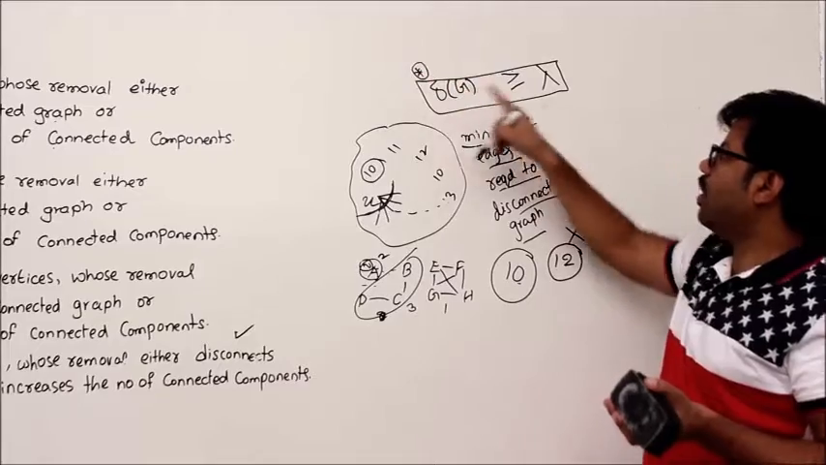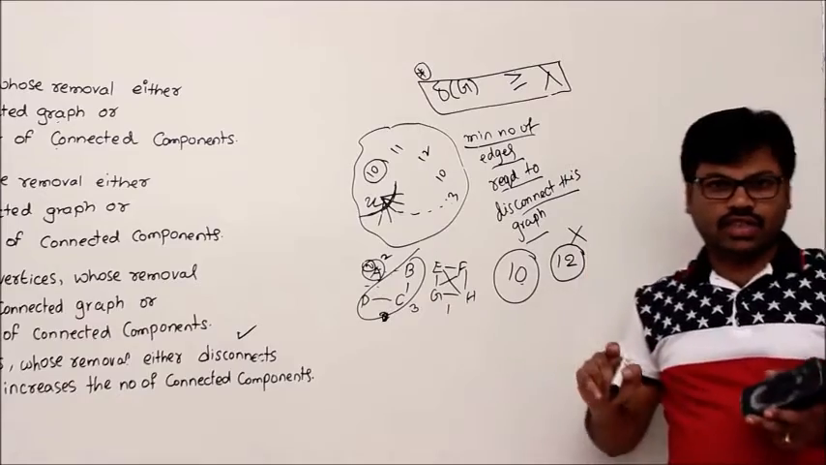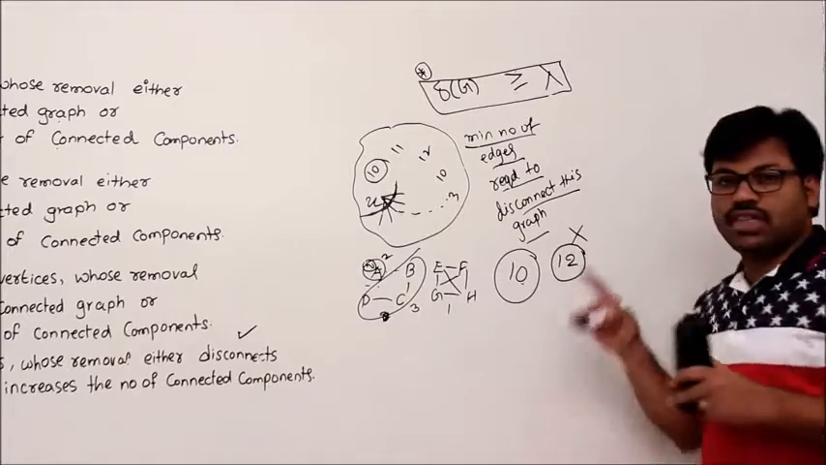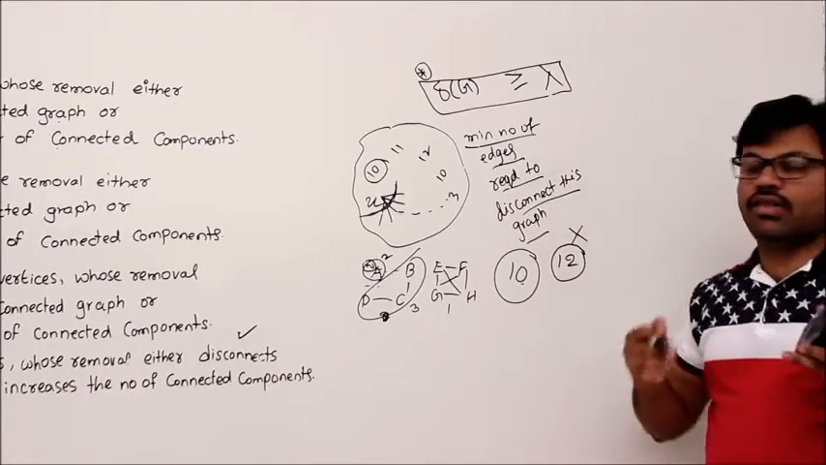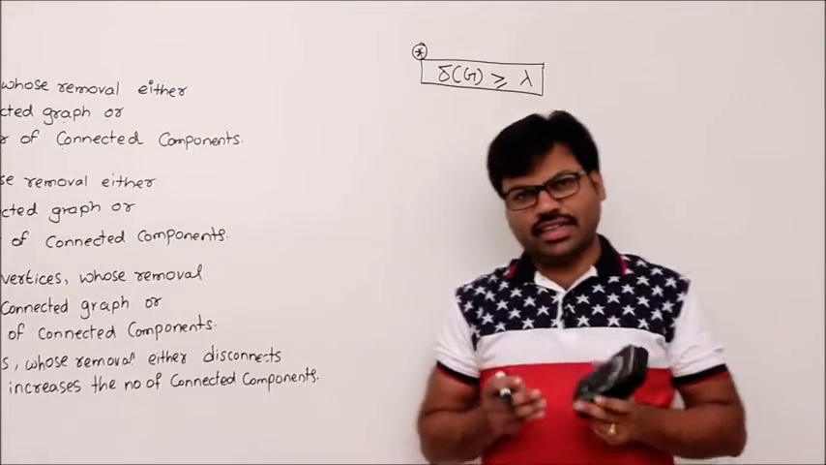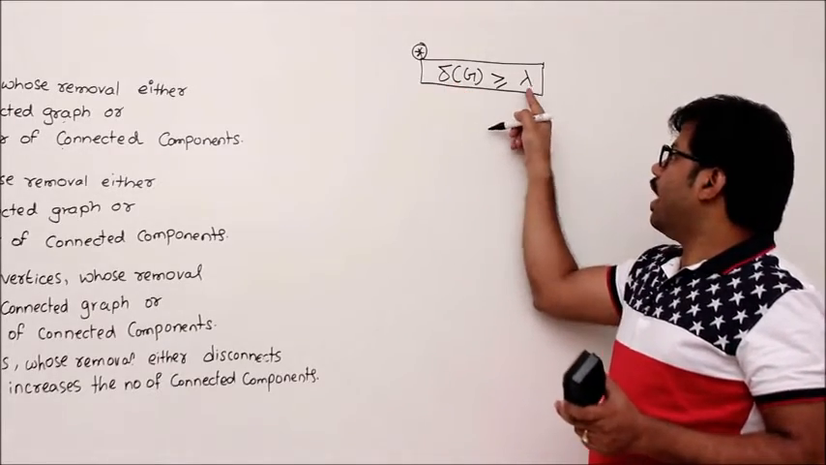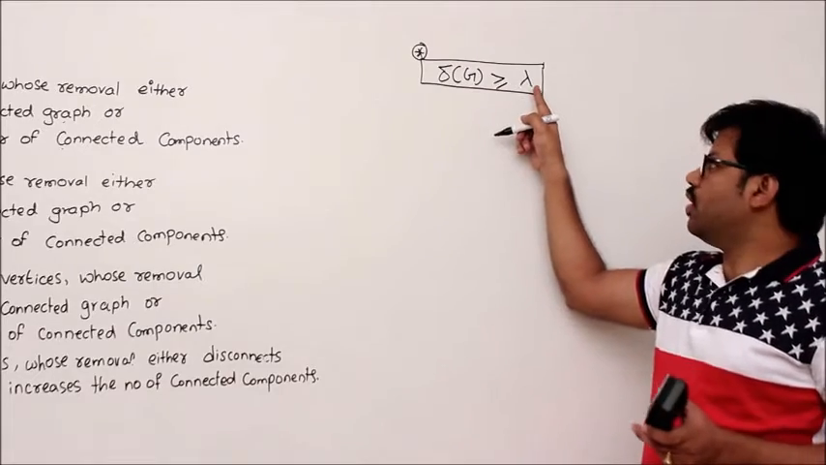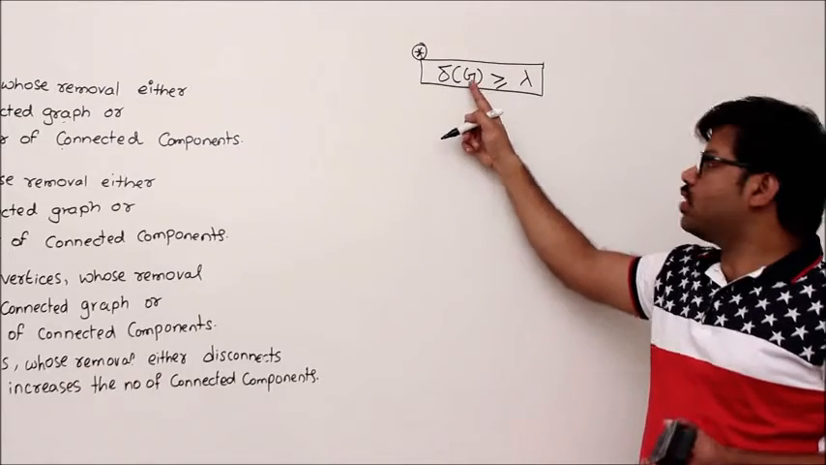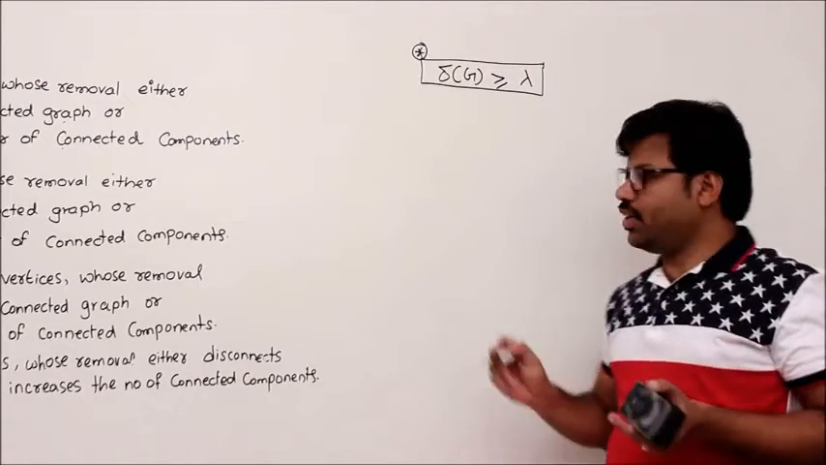What's the relation between lambda and delta of g? Lambda is always less than or equal to delta of g. So why less than or equal to, why not equal? I will tell you. It is not compulsory to remove delta of g number of edges. I will show one more picture. Some students don't understand this equation properly, so they think that lambda, the minimum number of edges required to disconnect the graph, is equal to delta of g. But it's wrong. It is either equal to delta of g, or sometimes it may be less than that. Why? I will tell you.